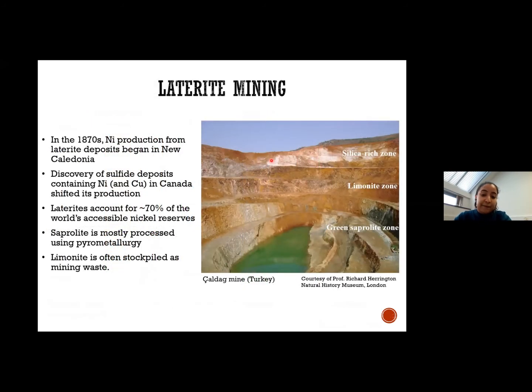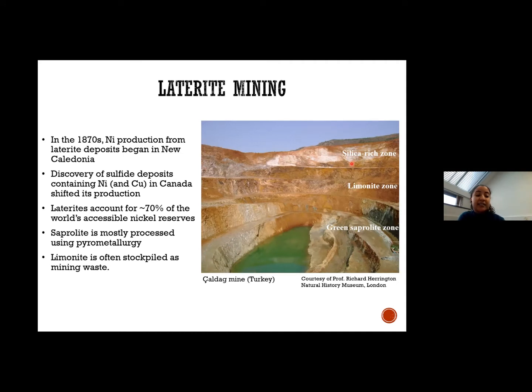In the photo on the right hand side, you can clearly see the different layers of the laterite deposit. This one is a photograph from Kaldak mine in Turkey, and you see here a green saprolite zone at the bottom, covered by a thick layer of the limonite zone, which is the goethite rich zone, and on top of that there is a white silica rich cap.